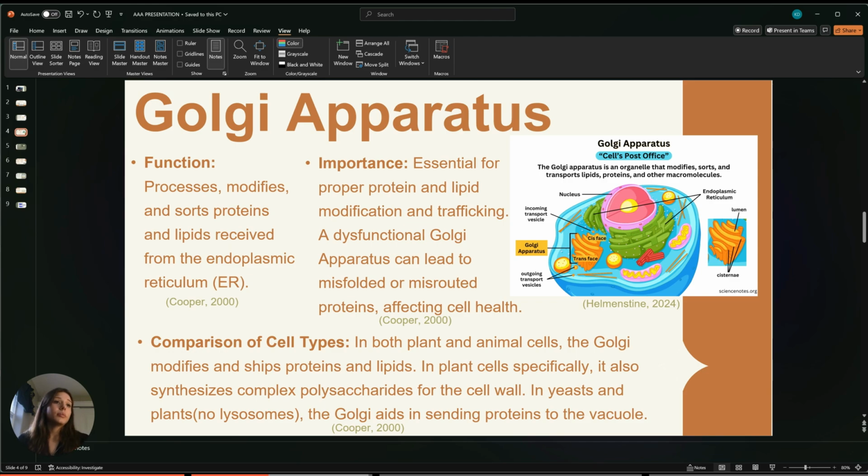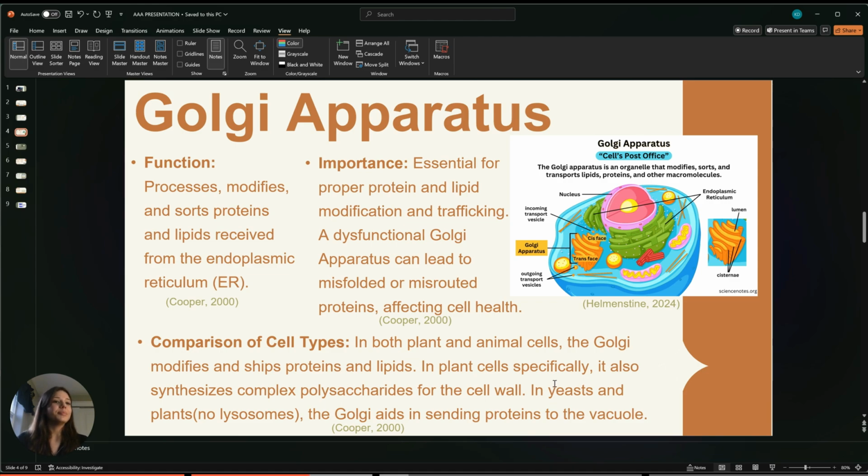Inaccurate Golgi function can lead to misfolded or misrouted proteins affecting the cell health. It is in both animal and plant cells. The Golgi modifies and ships proteins and lipids. However, in plant cells, the Golgi also synthesizes complex polysaccharides for the cell wall. In yeasts and plants, which do not have lysosomes, the Golgi helps send proteins to the vacuole, which we'll talk about in a second.